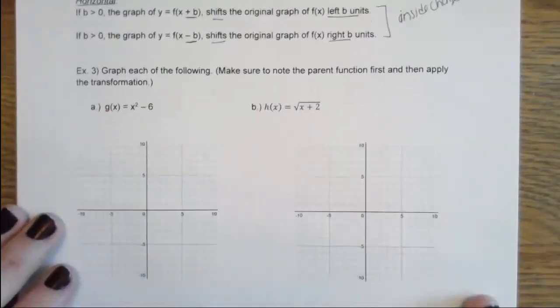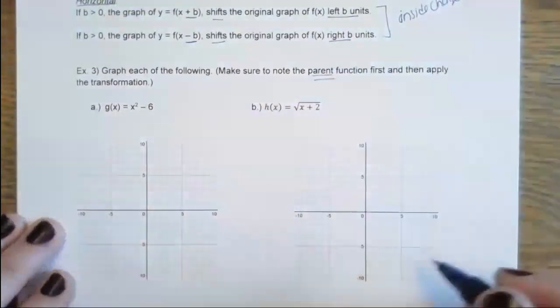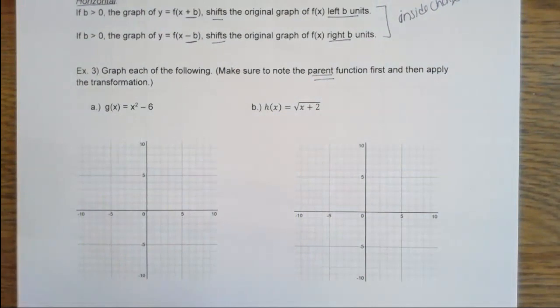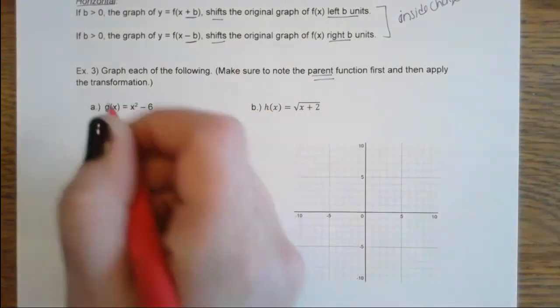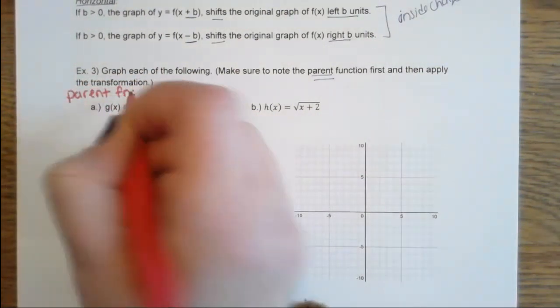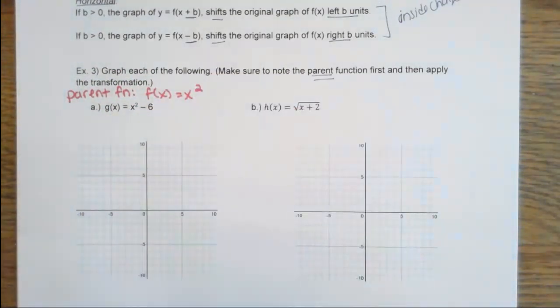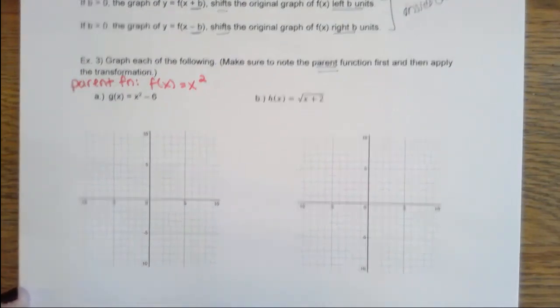So let's look at a couple examples here. In each case, we're going to identify the parent function. The parent function is sort of the starting function or the base function that you should be familiar with already. So in this example here, I'm just going to use fn for function. The parent function would be just x squared. So usually it's a function that you're already pretty familiar with.